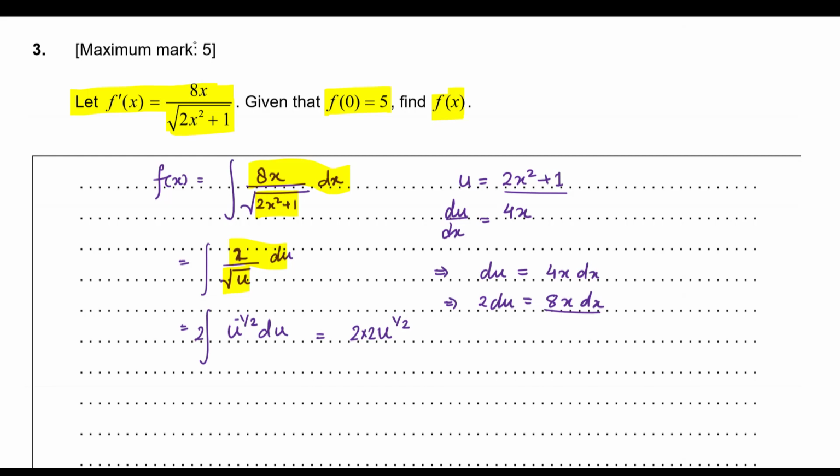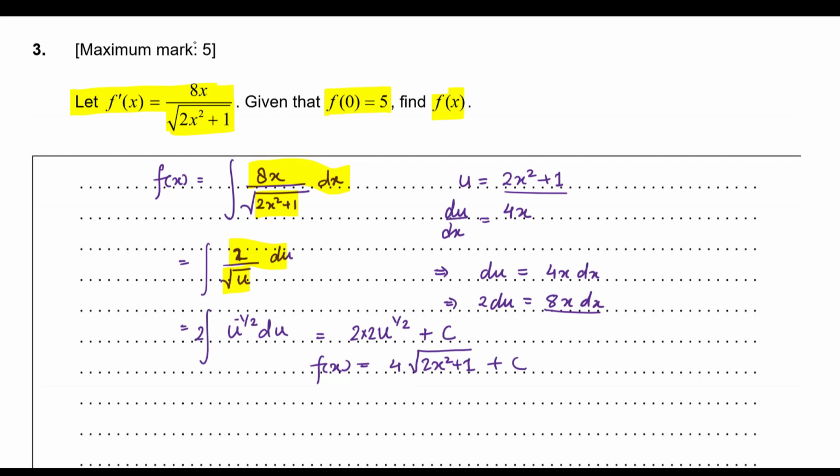This is the integration, and then plus c. So finally we got f(x) as 4 square root of u, since power half means square root of u, and we will substitute back in terms of x, so it becomes 4 root of 2x squared plus 1 plus c.